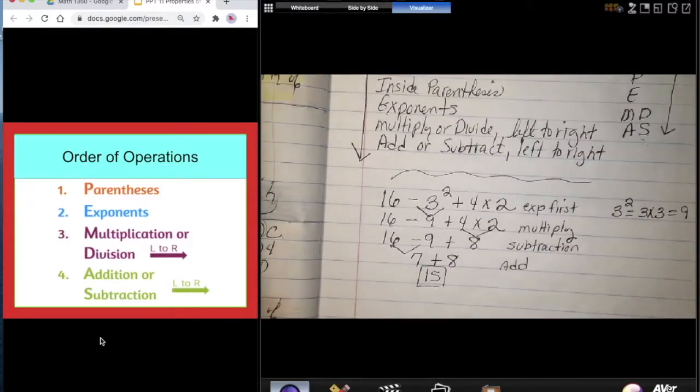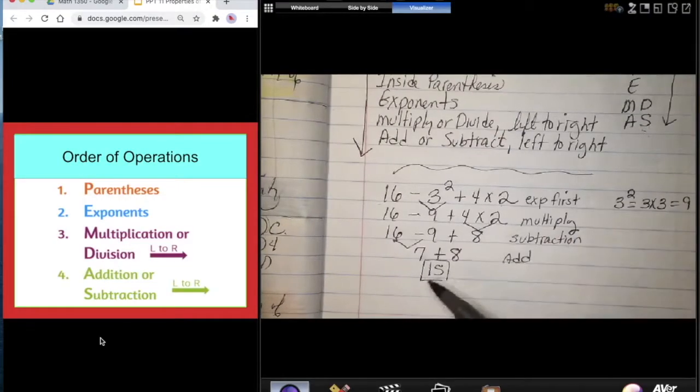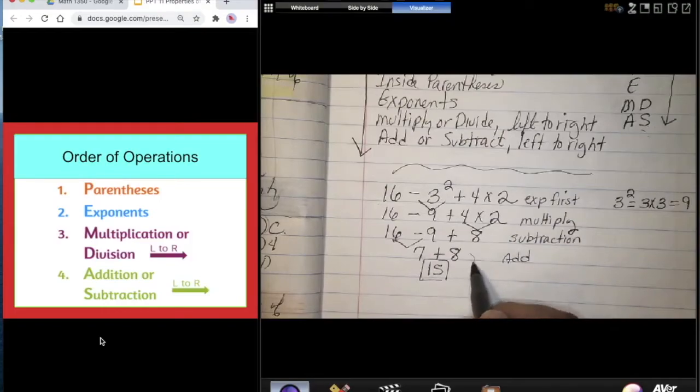Let me double check my work. 3 to the second power is 9. 4 times 2 is 8. 16 minus 9. Okay. Now notice how I show my work underneath. I do not put an equal sign and go across. We always show our work underneath. The final answer should be on the bottom. Okay. Let's look at another example.